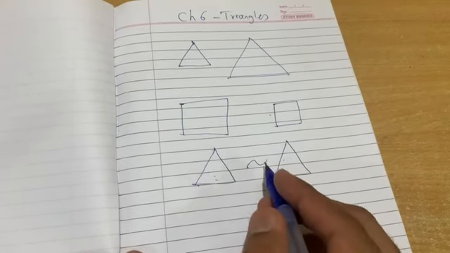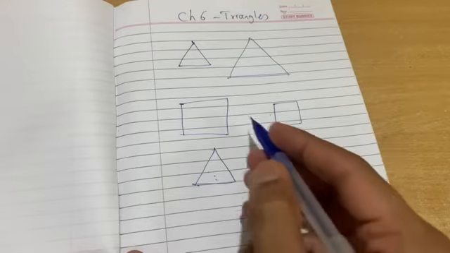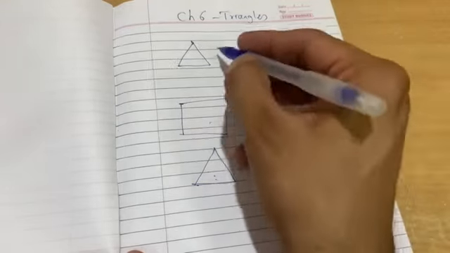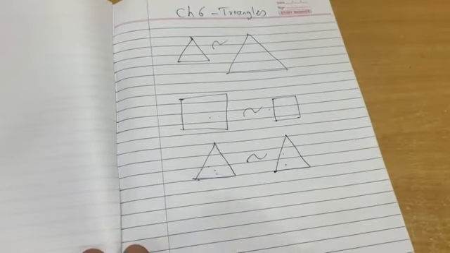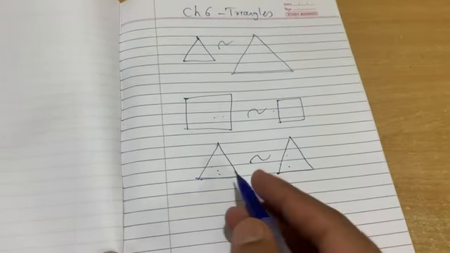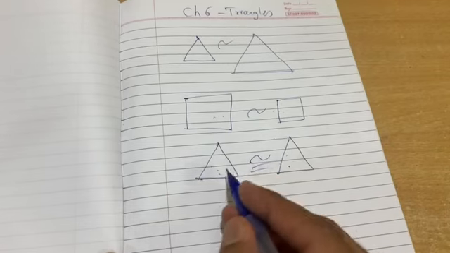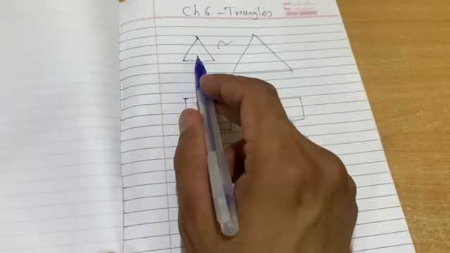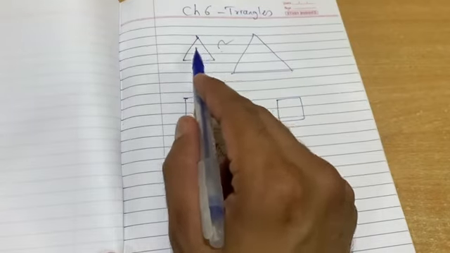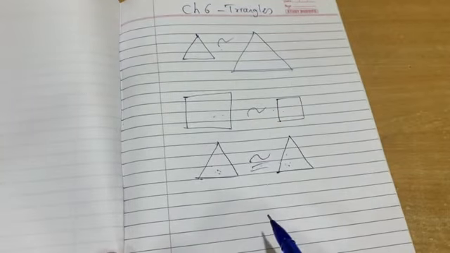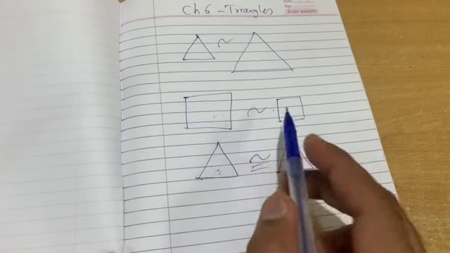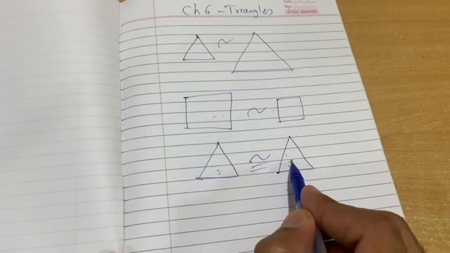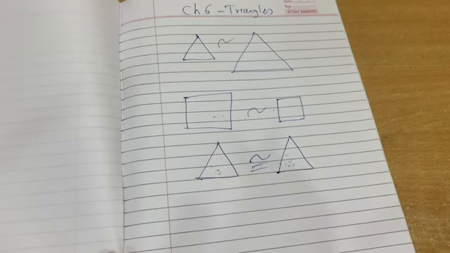If they are similar, the symbol is this. They are similar figures. In 9th standard, we have learned about congruency. This is congruent because it is exactly the same. This is similar. Similar means the shape is same but the size is different. But congruence means they will overlap each other. So if they are overlapping each other, it means they are congruent figures.